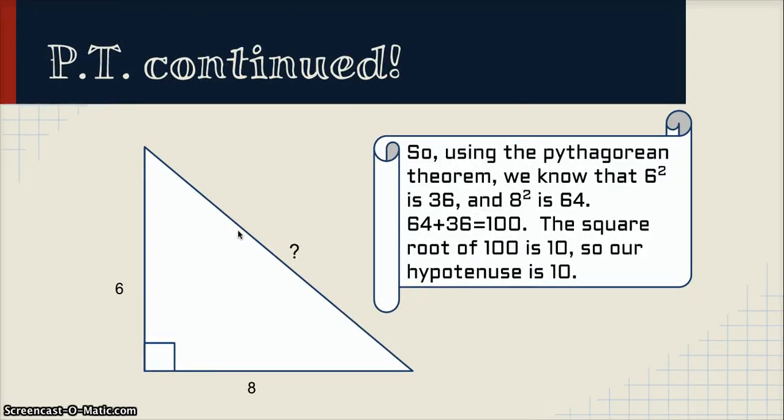Okay, so the Pythagorean theorem continued. Using the Pythagorean theorem, we know that 6 and 8 are either A or B. You can decide which they are. The Pythagorean theorem is A squared plus B squared equals C squared. So 6 squared is 36 and 8 squared is 64. 36 plus 64 is 100. That is basically what the hypotenuse is, but you still have that big square root symbol looming over it, so you have to solve for the square root of 100, and that is perfectly 10, so that's your hypotenuse.